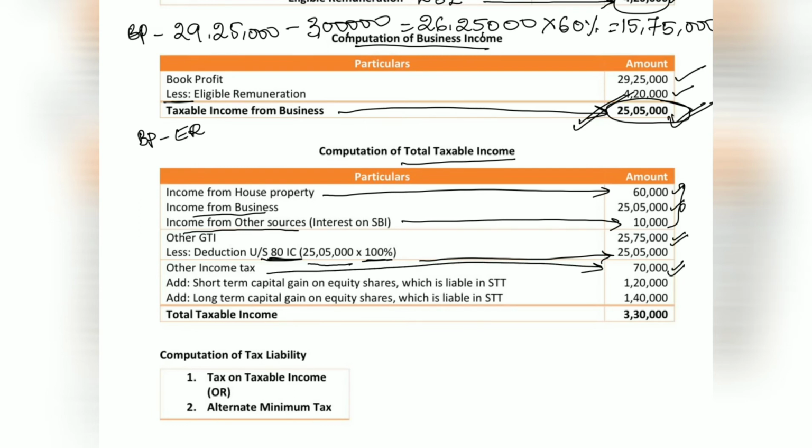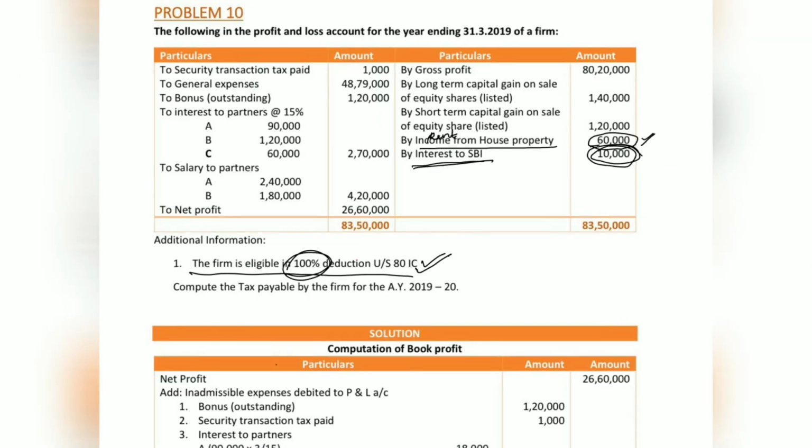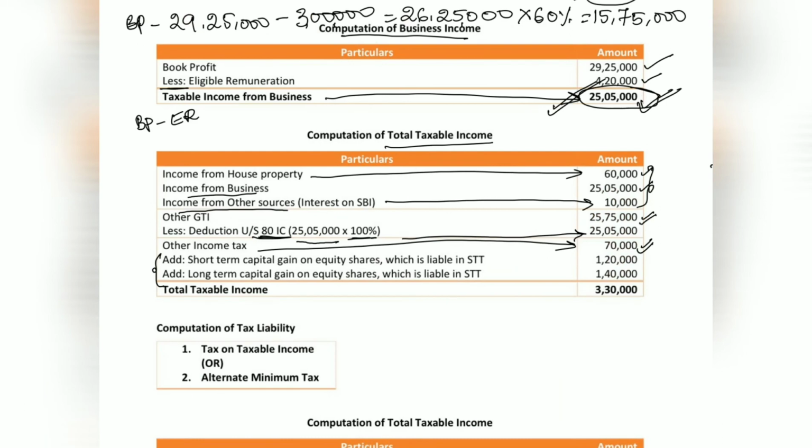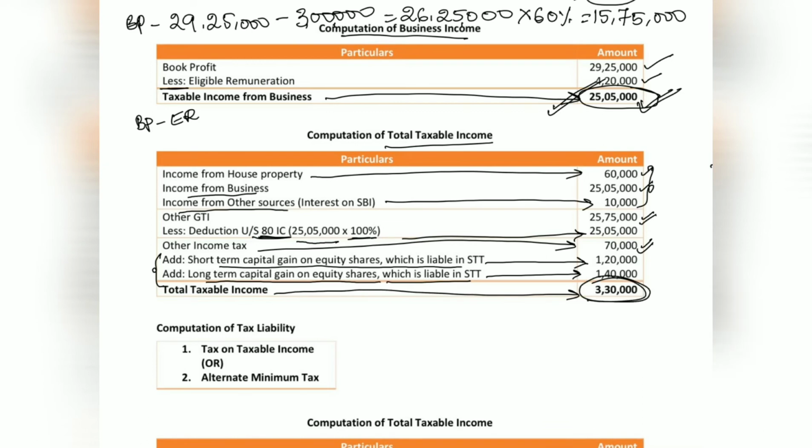We still have capital gains in the problem. So we have long-term capital gain which is listed, 1,40,000, and short-term capital gain which is again listed, 1,20,000. Earlier we were not considering the listed value of long-term capital gain, but now we will consider it if the value exceeds 1 lakh. So short-term capital gain on equity shares which is liable for STT is 1,20,000, and long-term capital gain on equity shares which is again liable for STT is 1,40,000. So your total taxable income is 3,30,000.